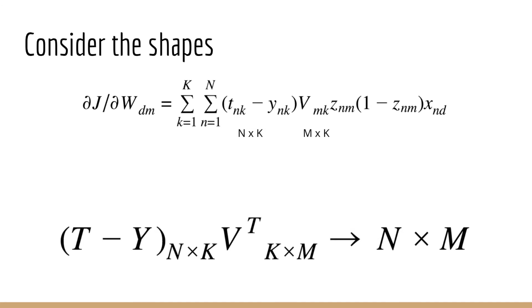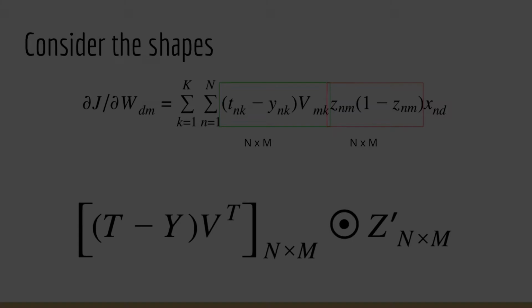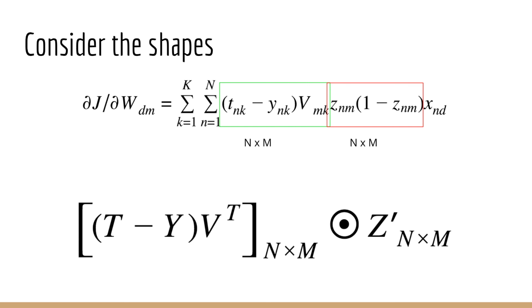But here's what we can do. First, let's take the first 2 terms, t minus y and V. If we transpose V, then we get k as the inner dimension, and this is a valid matrix multiply. The result is a matrix of size n by m. And by the way, it makes sense to collapse and sum over k, because we know that in the scalar form, we are summing over k. Luckily, this matches the shape of z prime, which is also of size n by m, so we can do another element-wise matrix multiply.